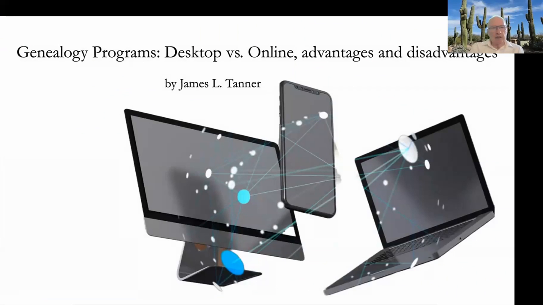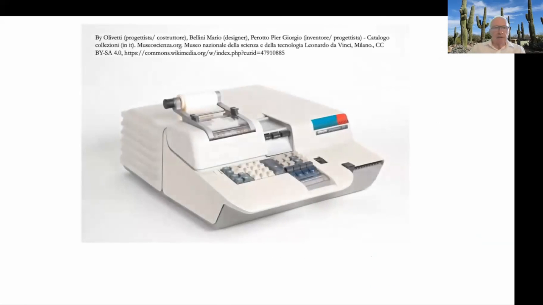Okay, today we're going to be talking about genealogy programs, desktop versus online, advantages and disadvantages. And as usual, the way that I usually handle things is to give a lot of history in the background, so you have context, so you have a little bit of a better idea of why things happen, not just how things happen. So we'll get right into it.